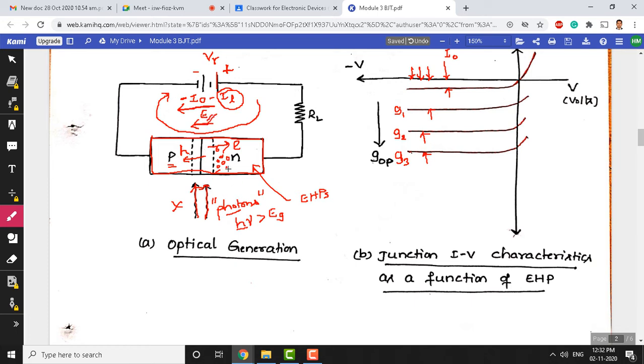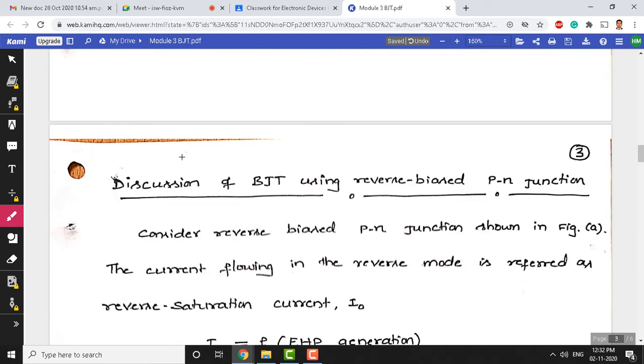So, now if you have some other device which can create these minority carriers here, where in this case the photons create the electron hole pairs, if you have some other device in place of these photons which can create these electron hole pairs, definitely you can make this kind of current flow from the N side to the P side here. That is what we are seeing in the next topic.